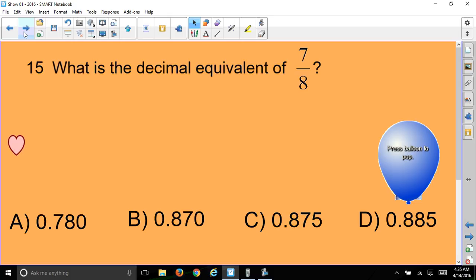So let's get started. Here's our first question. What is the decimal equivalent of 7 over 8? 7/8. So we have a fraction and we want to change it to a decimal.